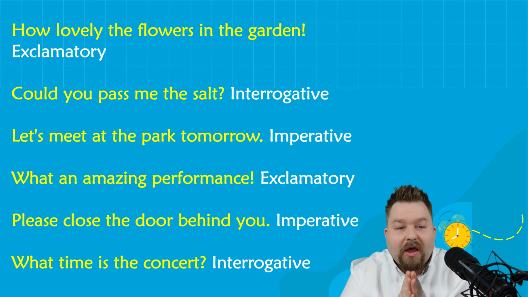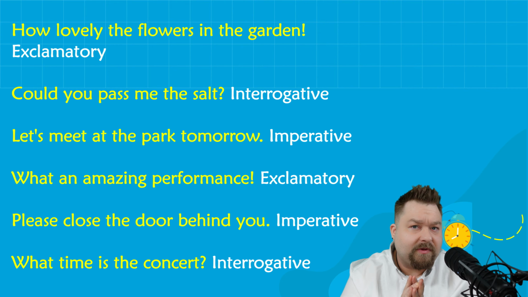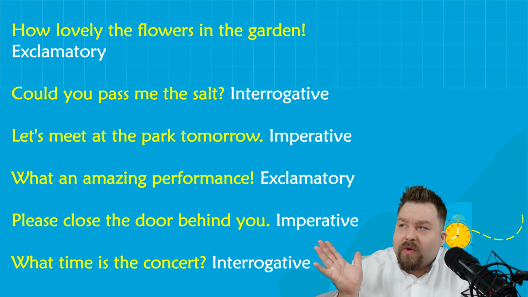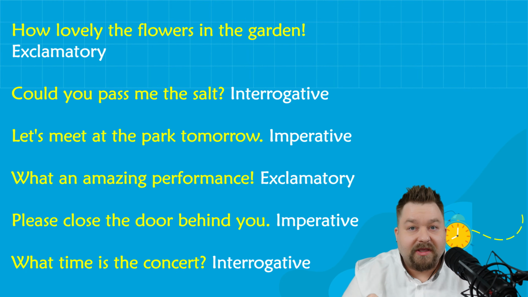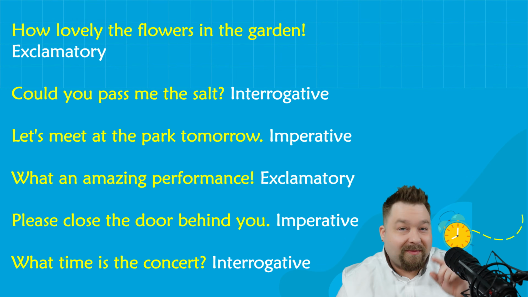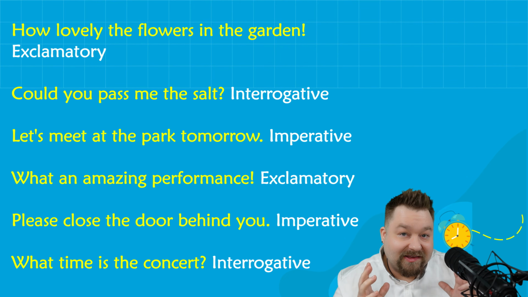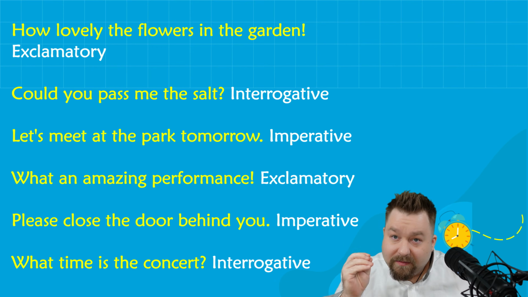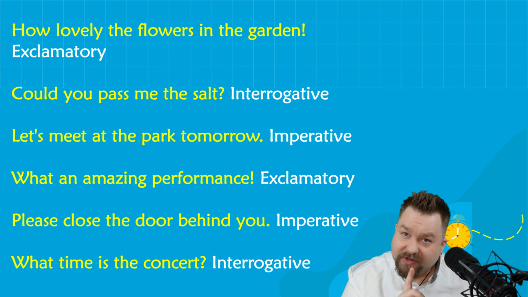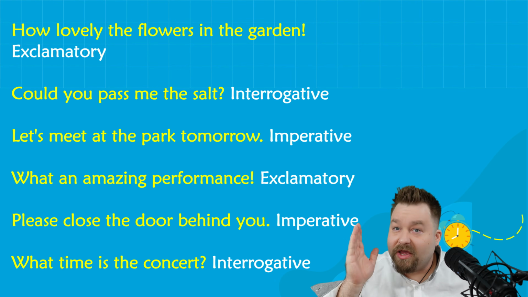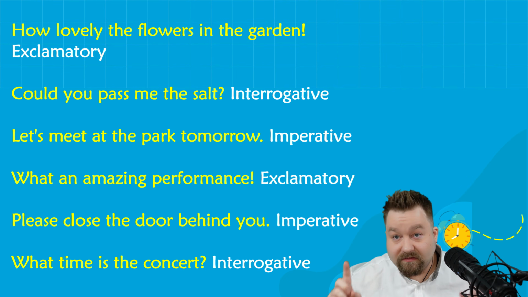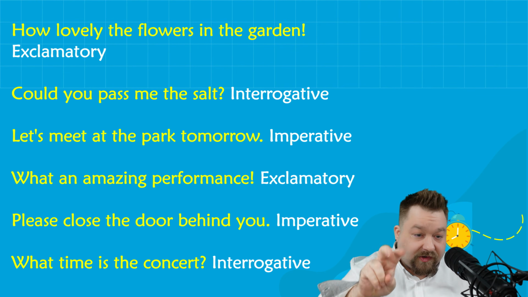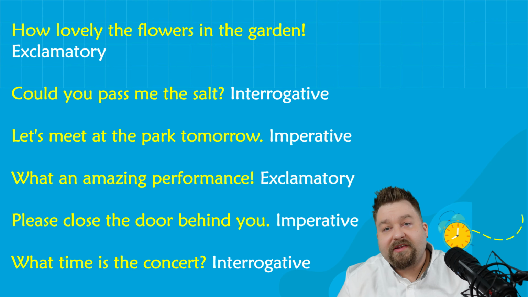I'm sure they're right. Number 1, how lovely the flowers are in the garden. That's an exclamatory sentence, right? Wow. We're excited about something. So there's an exclamation point. But you see that? How? That's capitalized, okay? Pay attention to everything. Make sure you capitalize the first letter and write the correct punctuation at the end. Very important.